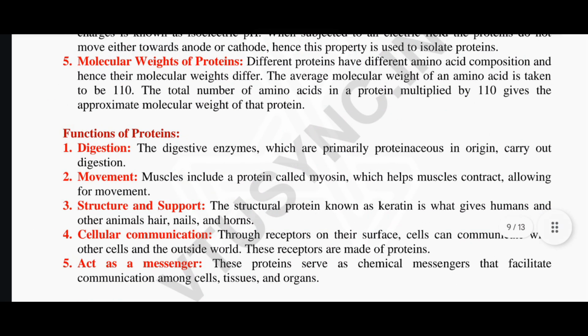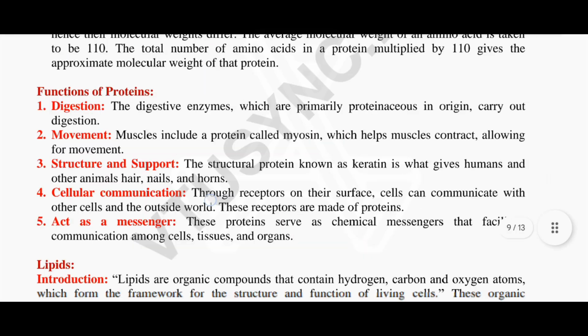Molecular weights of proteins. Different proteins have different amino acid compositions and hence their molecular weights differ. The average molecular weight of an amino acid is taken to be 110 daltons. The total number of amino acids in a protein multiplied by 110 gives you the approximate molecular weight of the protein.